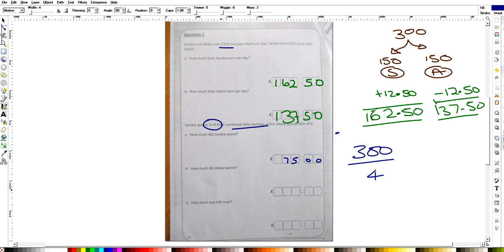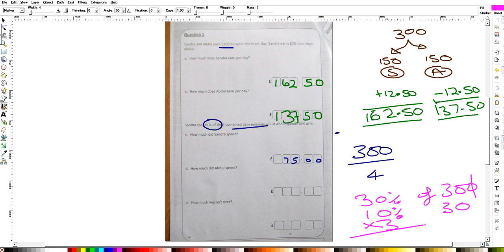How much did Abdul spend? So Abdul spent 30% of it. Okay, let's change color there. So 30% of 300. Now, I want somebody to remind me the technique for working out 30%. Mr. Moyes, you were first up. You do 10%, which is how much? 30, because you do 300 divided by 10. Good, and then? You times it by 3 because it's 30%, not 10. So 30 times 3 will give you 90.